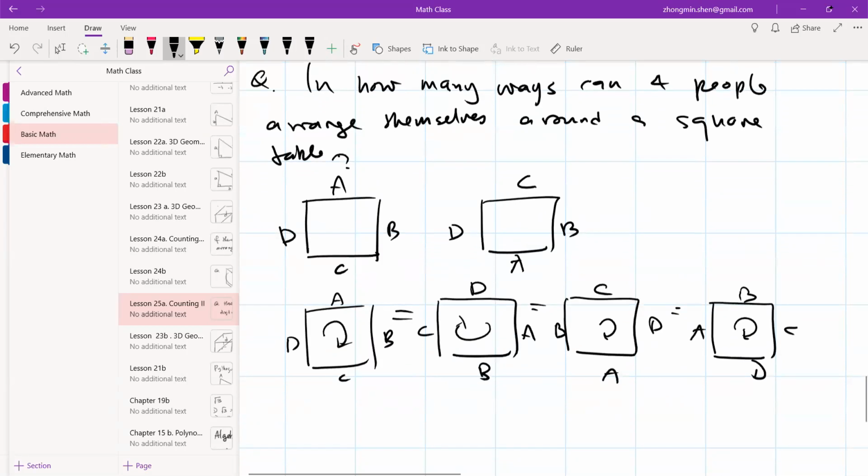We think they are all the same pattern because on the left-hand side of A is B, and on the right-hand side of A is D. So the relationship never changes. Those we think are the same arrangement. So my question is, how many different arrangements are you going to make?